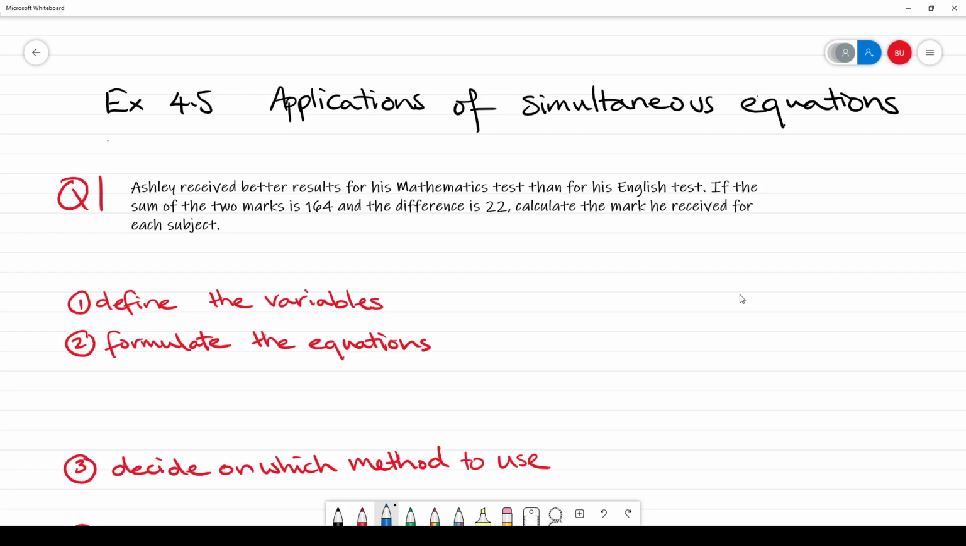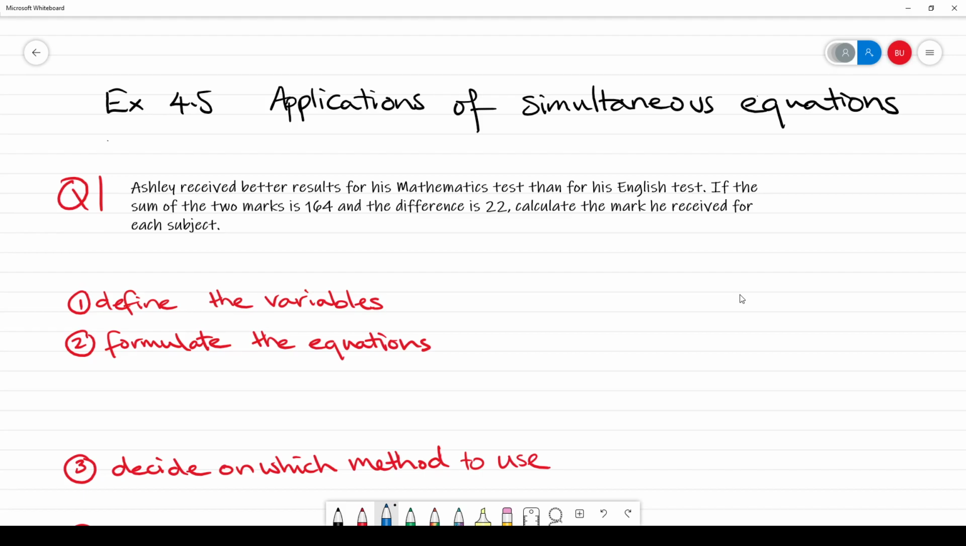Hey guys, so in this video we are going to look at exercise 4.5, applications of simultaneous equations. They are a bunch of worded questions and they are difficult if you don't understand the question. Once you understand the questions and know how to set it up, it becomes as easy as 4.3 or 4.4. So let's get into it.